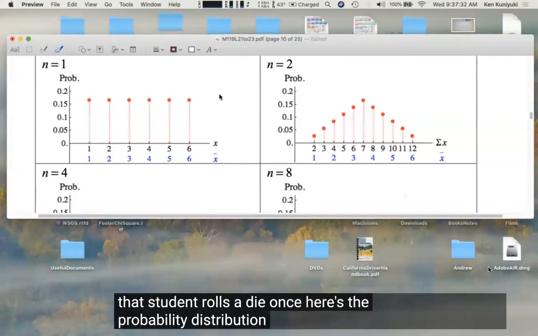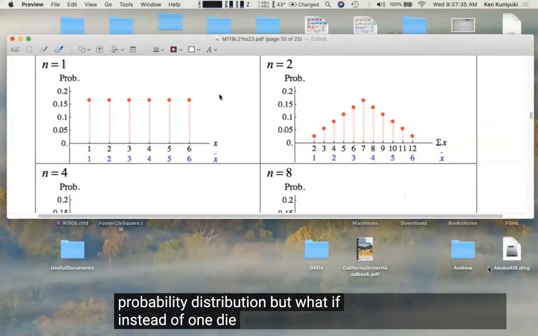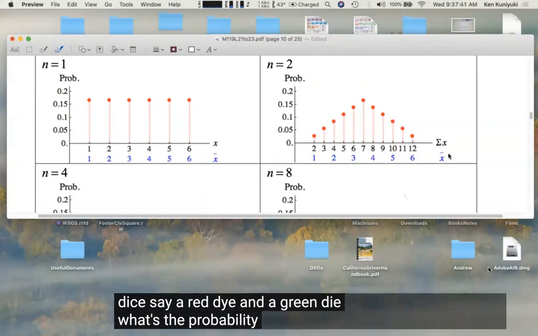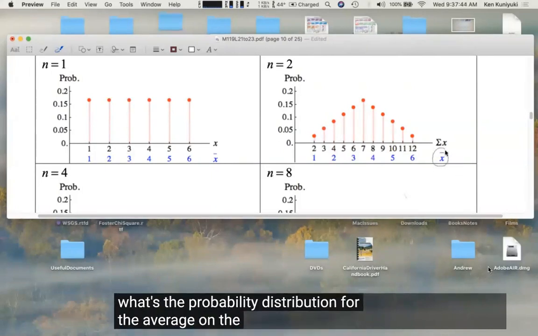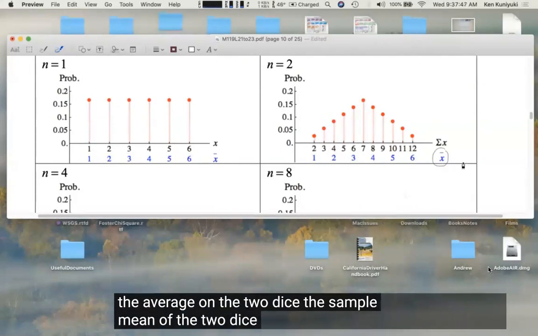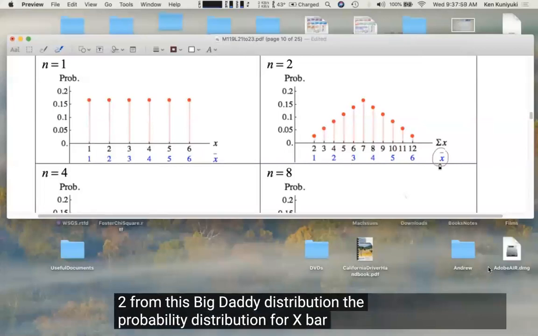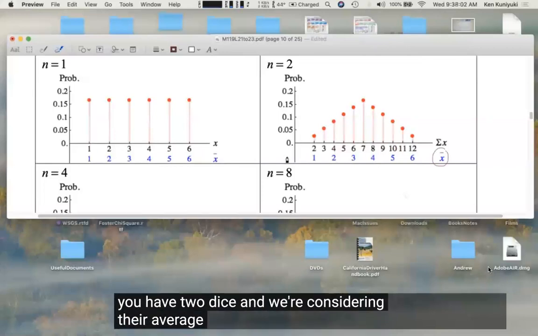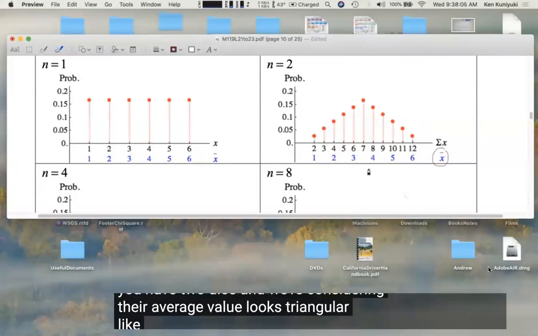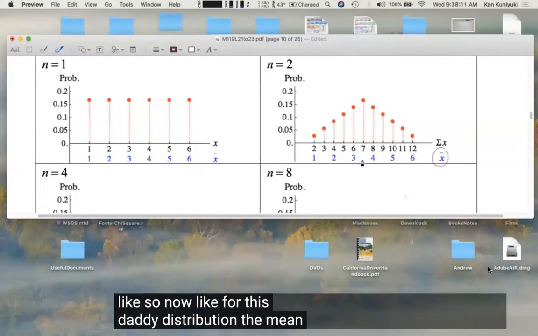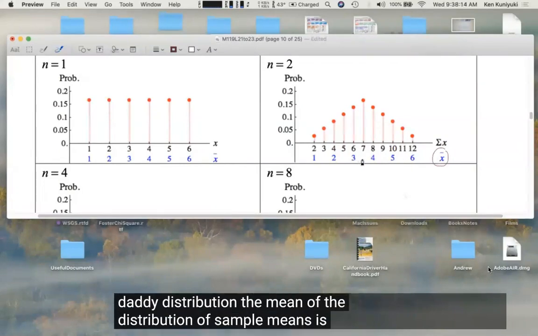Here's the probability distribution. But what if instead of 1 die, the student rolls 2 dice, say a red die and a green die? What's the probability distribution for the average on the two dice, the sample mean of the two dice? The two dice represent a sample. It's a sample of size 2 from this Big Daddy distribution. The probability distribution for X bar, if you have two dice and we're considering their average value, looks triangular, like so.